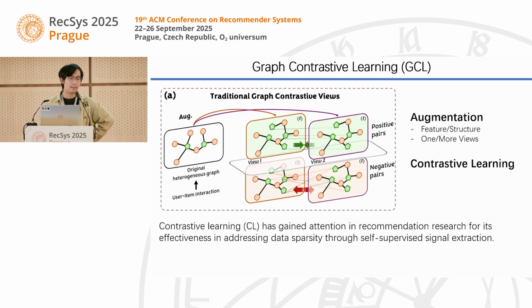All existing graph contrastive learning methods can be summarized as two steps. First is augmentation, and second is contrastive learning. For the augmentation step, we need to build one or more contrastive views through operations like feature perturbation or structure perturbation. Then in the contrastive learning step, we adopt contrastive learning losses like InfoNCE between the contrastive views.